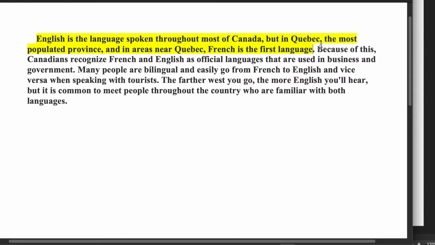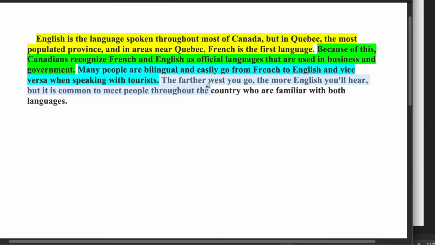Following that, because this is informative, we know we are sharing facts. We have a fact here. Because of this, Canadians recognize French and English as official languages that are used in business and government. That's one fact. We're going to do facts in different colors here. Many people are bilingual and easily go from French to English and vice versa when speaking to tourists. That's two facts. The farther west you go, the more English you'll hear is a third fact.